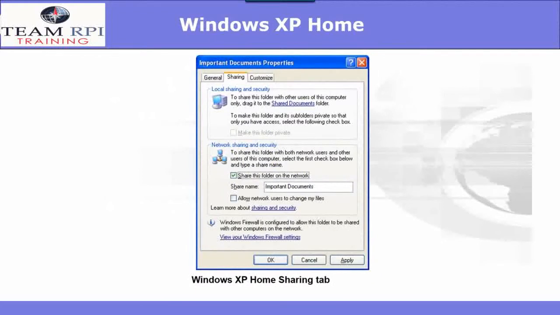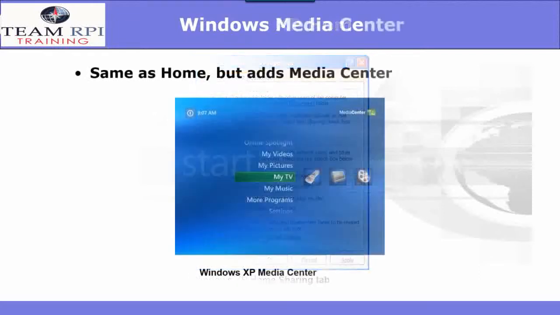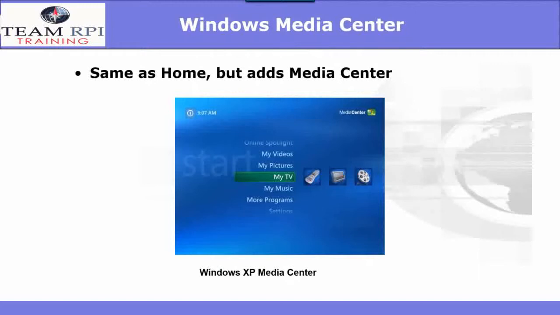However, it was still possible to share files across work groups in Windows XP Home, and here's a look at how to do that. Just simply go to the Sharing tab and click the box that says Share this folder on the network. Next, you have Windows Media Center. It was pretty much the same as Home, except it concentrated on multimedia.